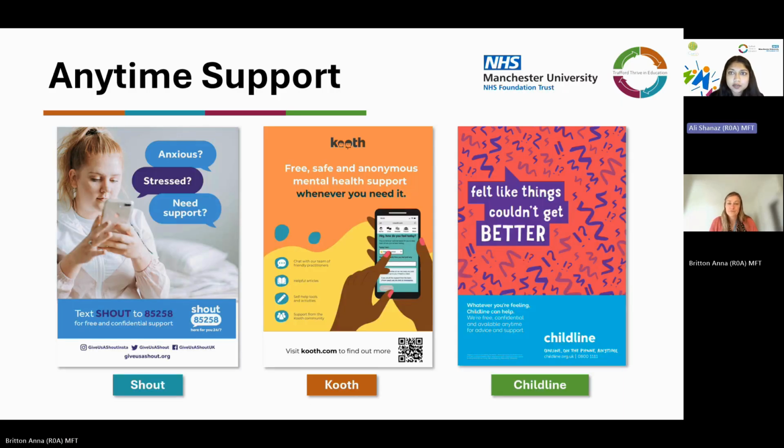There's also other services that are able to provide anytime support for children and young people. So we have Shout, which offers advice through text. We also have Kooth, which is an online free and anonymous mental health support service. And then there's also Childline, which has lots of different resources and also a helpline that you can contact as well.